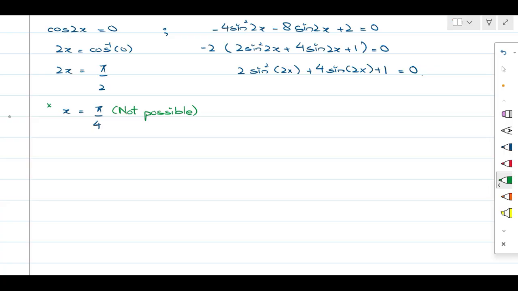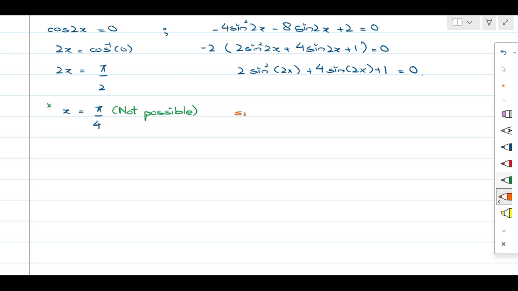Okay, this is not possible. The reason is because pi by 4 is not the maximum x coordinate for the graph. Now proceed with this equation only. This looks like a quadratic equation, you guys can see. So let me solve this equation by using the quadratic formula.